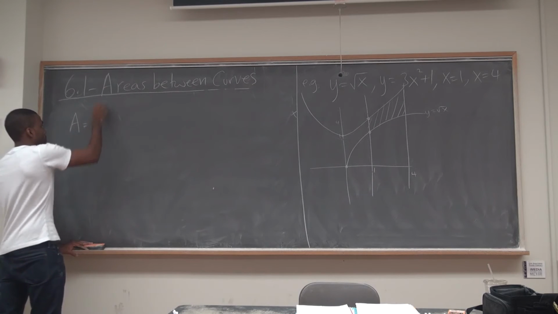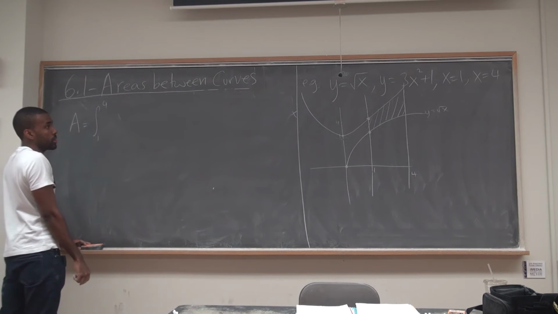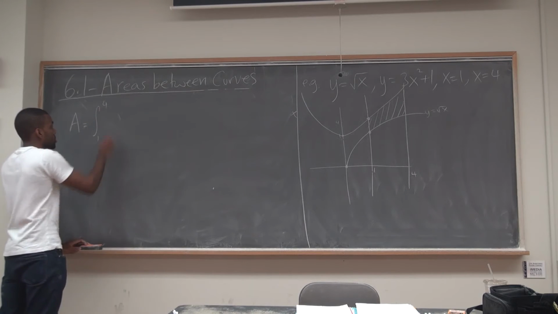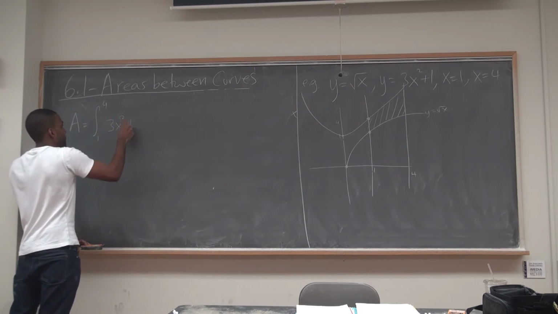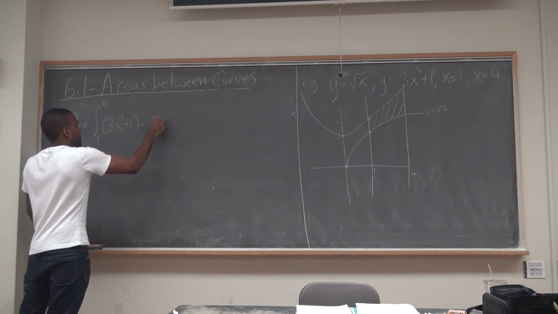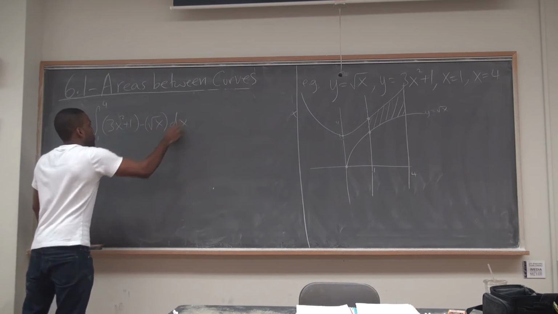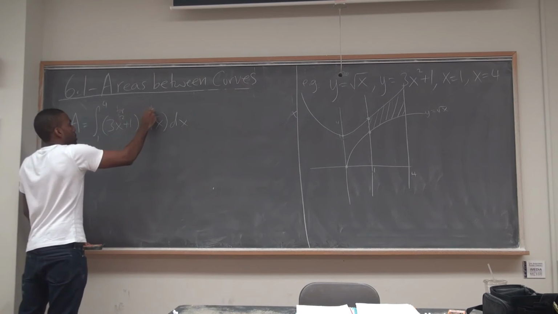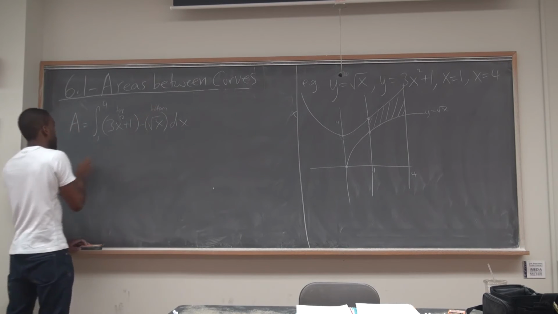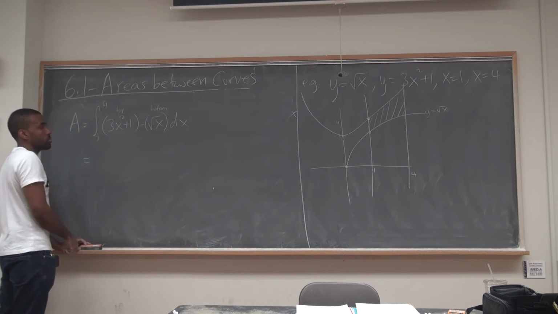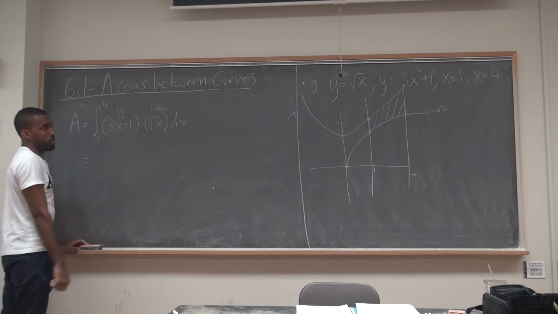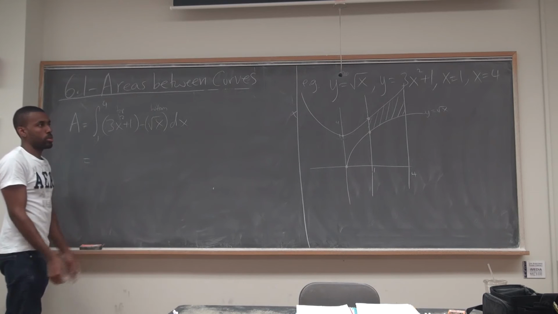Well, it's just going to be 1 to 4, so those limits are easy. Then the integral of 3x squared plus 1 minus radical x, right, because this is the top and that's the bottom. So we don't even have to set anything equal to each other, because in this case it's clear from the picture that it's between 1 and 4. Okay.